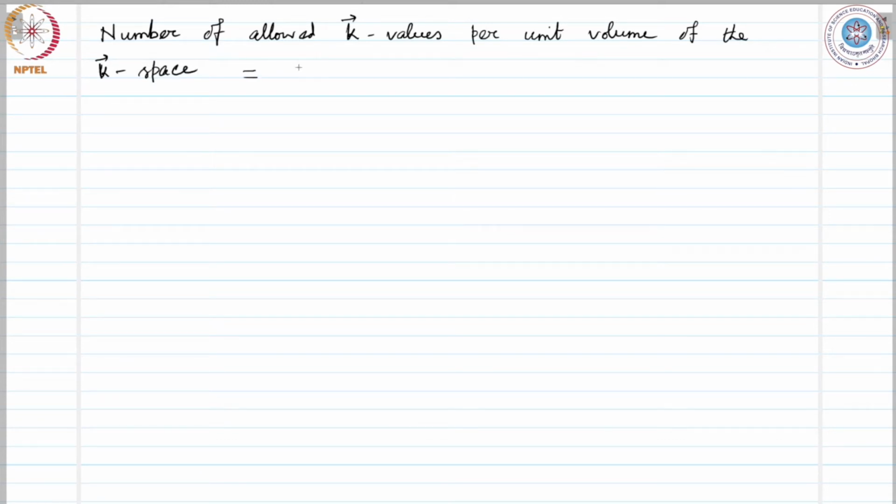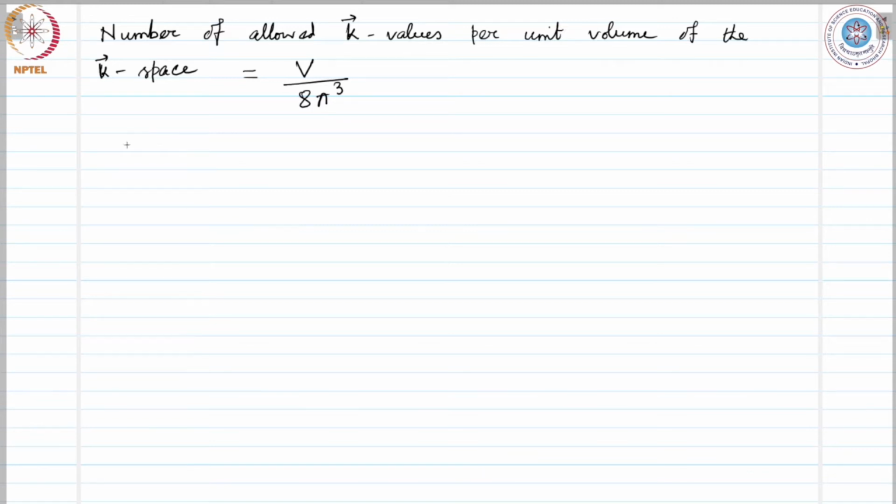This is given as V over 8 pi cubed. Because we assume that the electrons are not interacting with each other, we can build up the N electron ground state by placing the electrons into the allowed 1 electron levels, that means the k points. Now, the 1 electron levels are specified by the wave vector k that we have here, and the projection of the electron spin about any arbitrary direction.